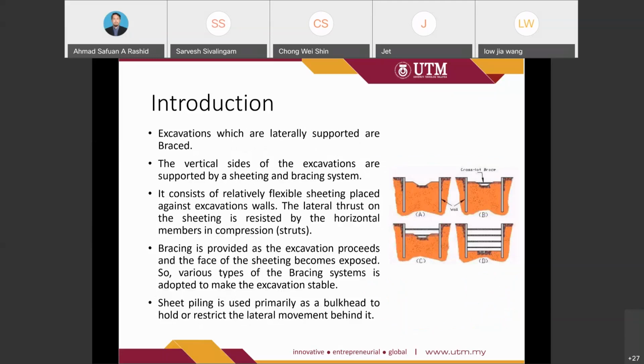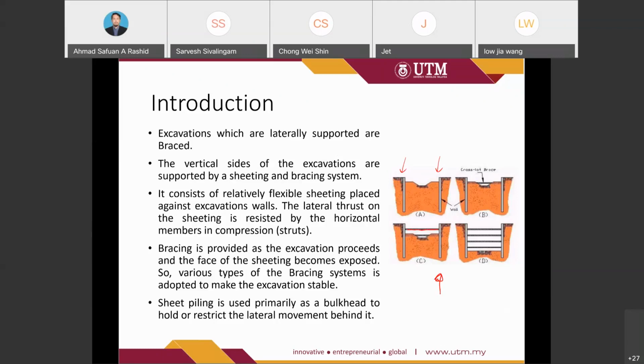This is an example of the Bracecut design shown in the figure. The vertical sides of the excavation are supported by a sheeting and bracing system. We can use a sheet pile, and a timber pile can also be used. It consists of relatively flexible sheeting placed against the excavation wall. The lateral thrust on the sheeting is resisted by horizontal members in compression. They call these strut members.